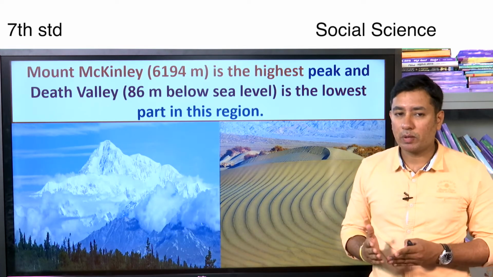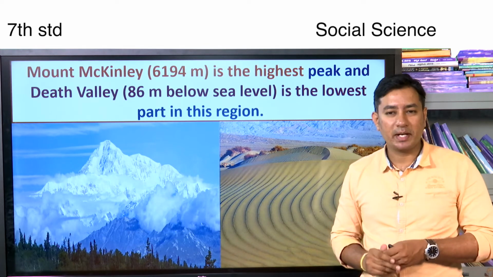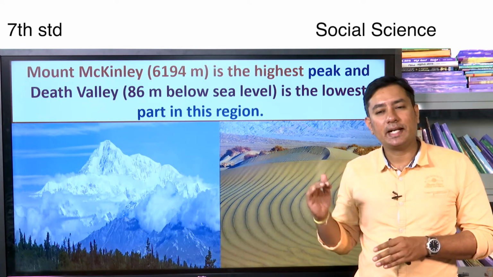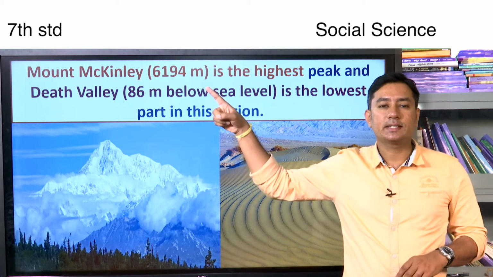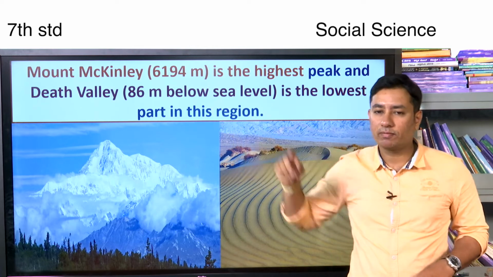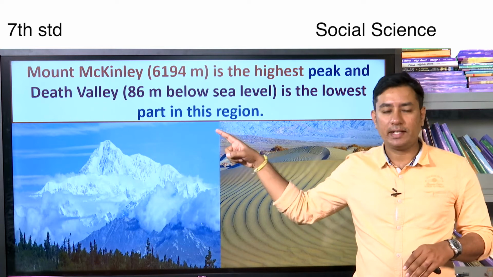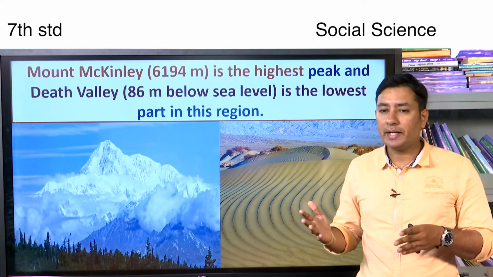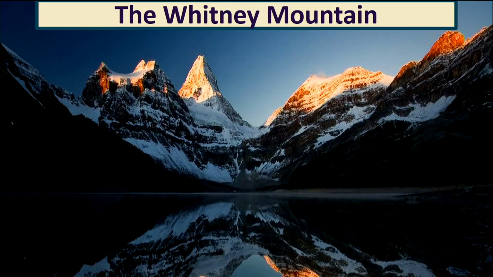Among these Rocky Mountains, Mount Kinley and Death Valley are very important. Mount Kinley is the highest part of this North American continent. What is the height of it? That is 6,194 meters. And the lowest ground here is Death Valley. It is just 86 meters above the sea. See, this is Death Valley and this is Mount Kinley. Whitney Mountains, you can see here the scenic beauty of Whitney Mountains. This is also there in Western Cordilleras only.